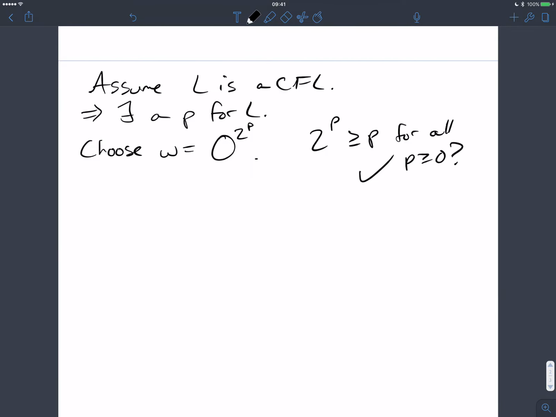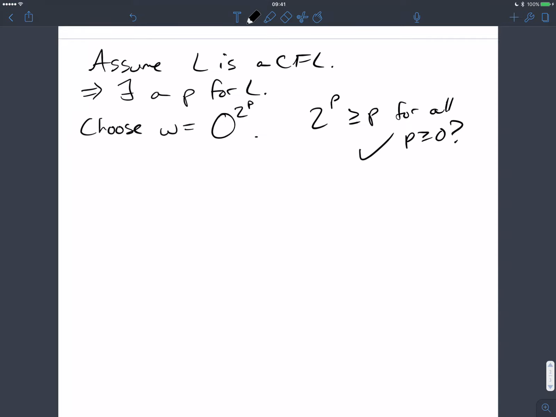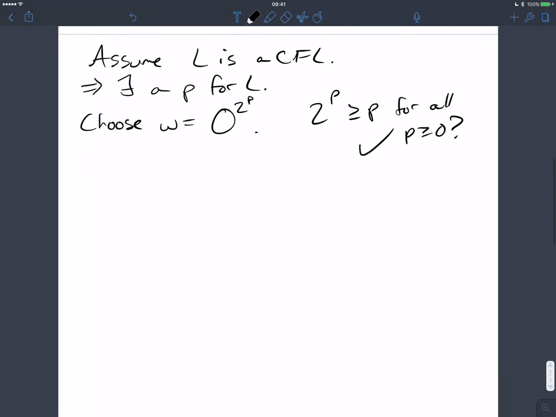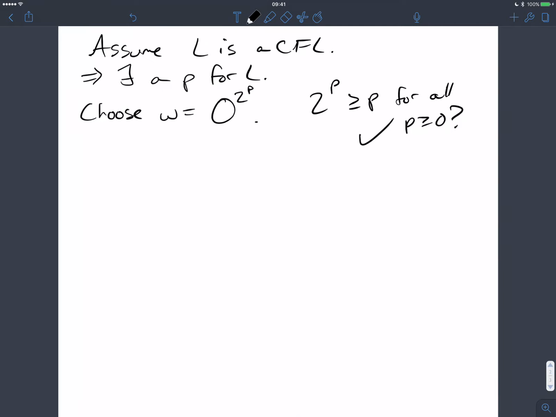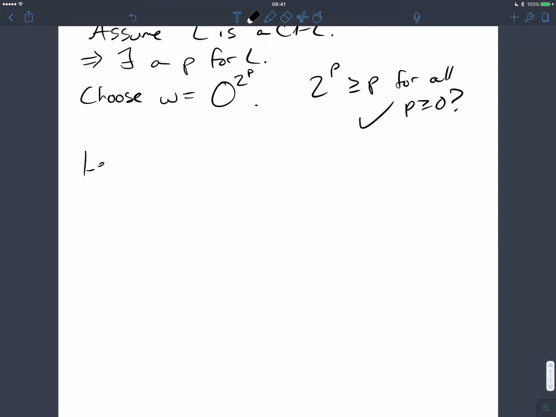Now what do I need to do? I need to look at one decomposition or all decompositions? All of them, okay. Well, what do I know that the decompositions look like? Yeah, they're all zeros. That's no issue here. So if they're all zeros, then all I need to think about is how many zeros I am going to add to the string or take away from the string by pumping up or down. So let's suppose vy is 0 to the a.